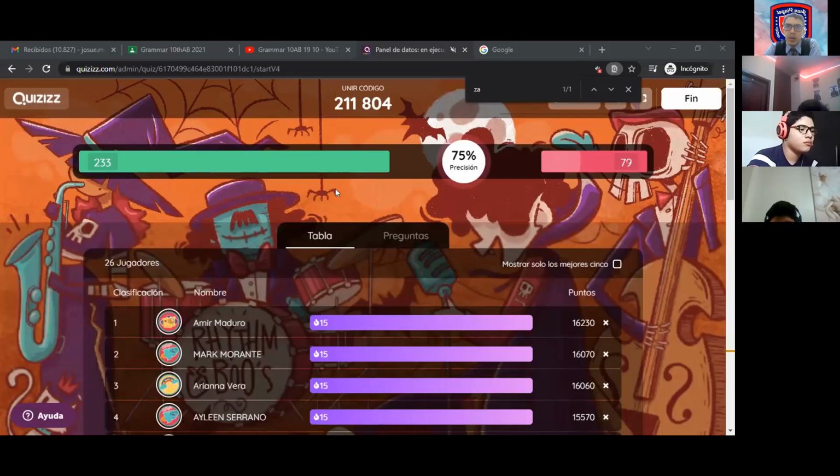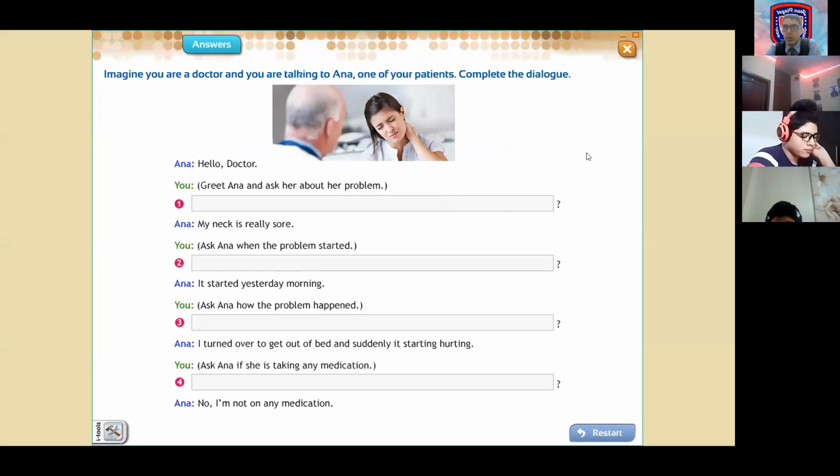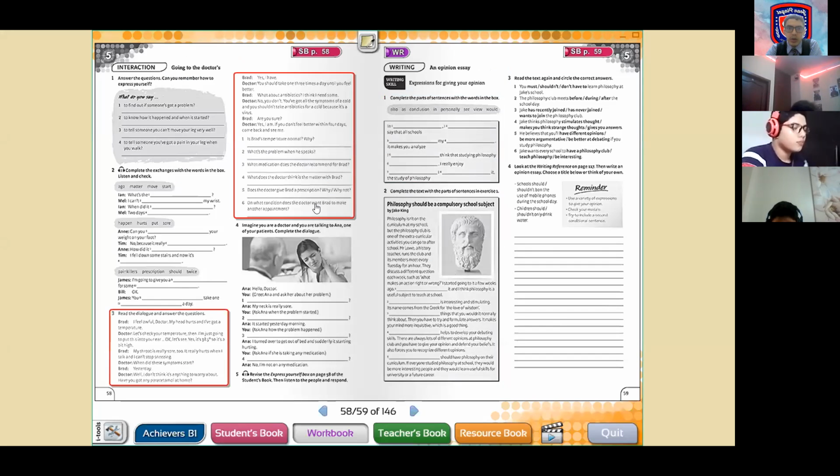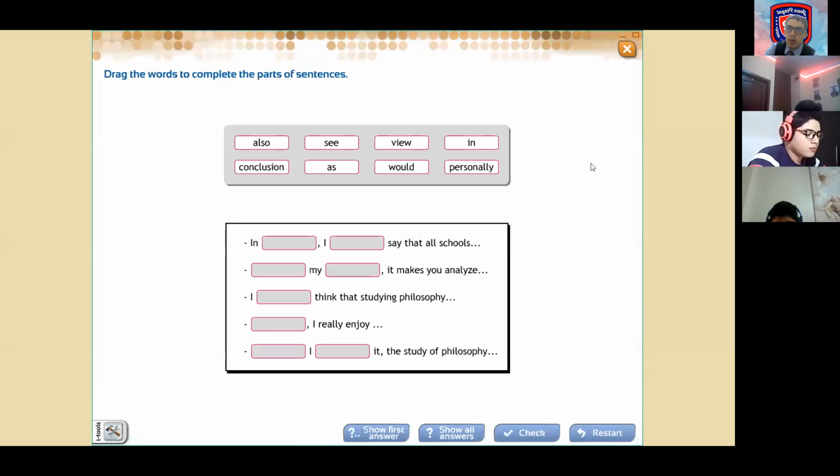Okay, guys, I was checking the students' answers, correct? Thank you for your answers. Now, let's go to the workbook activity that we have to complete. As I was explaining yesterday, we worked on exercises about vocabulary, about doctors, health, etc. So we already answered all these activities. Now, what are we going to do? We're going to move on to the next exercise, starting right here, and we're going to drag the words to complete the parts of the sentences.